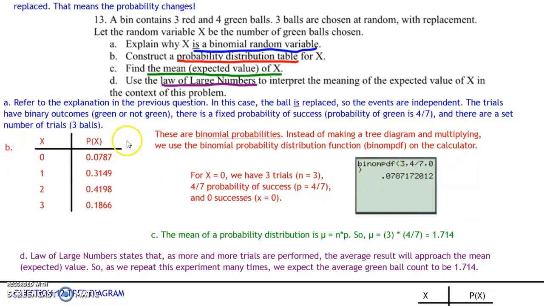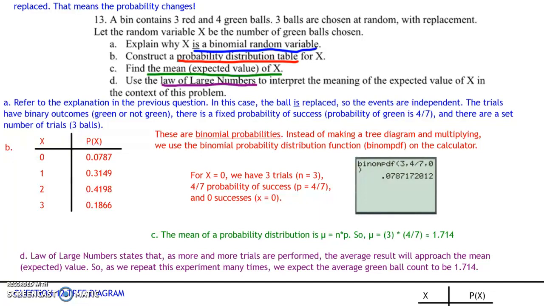But if you do it 1,000 times or 1,000,000 times or 1,000,000,000 times, we expect your results to look a lot like the mean. So as we repeat the experiment many times, law of large numbers, you're looking for the words repeating the experiment many times. We expect the average green ball count to be 1.714.